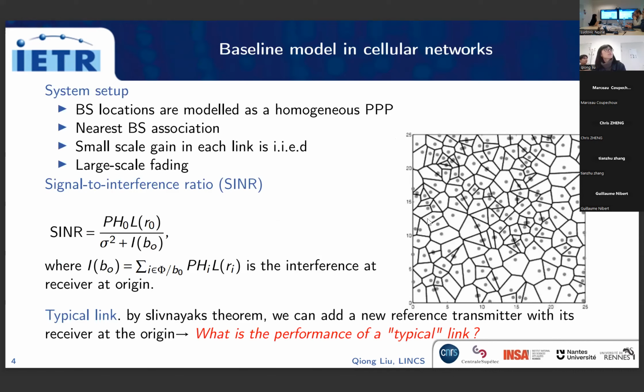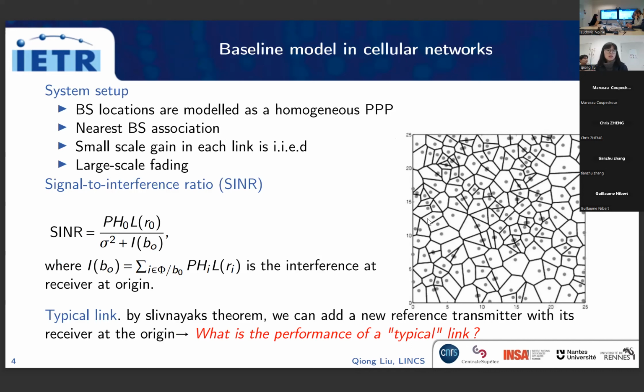So I will start with the baseline model in cellular networks without any dynamics. In this figure, the base station locations are modeled as a homogeneous Poisson point process, and each user will associate with its nearest base station. The small-scale fading in each link is independent and identically distributed exponential, and the large-scale fading follows the power law.